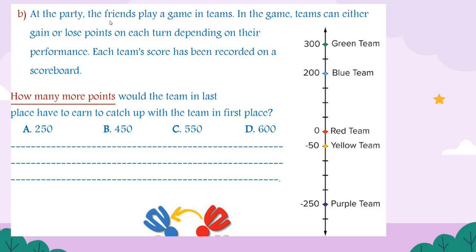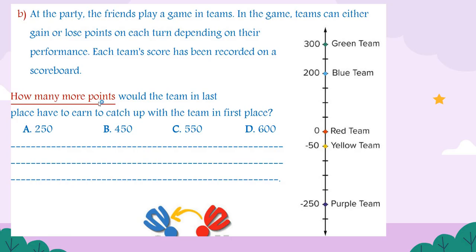Another problem here. At the party, the friends play a game in teams. In the game, a team can either gain or lose. Okay, in this game, we can either gain or lose points on each turn, depending on their performance. Each team's scores have been recorded on the scoreboard. So this is the scoreboard, and we can see here green team got 300 points, blue team 200, red team 0, yellow team has -50, and purple team has what? -250.